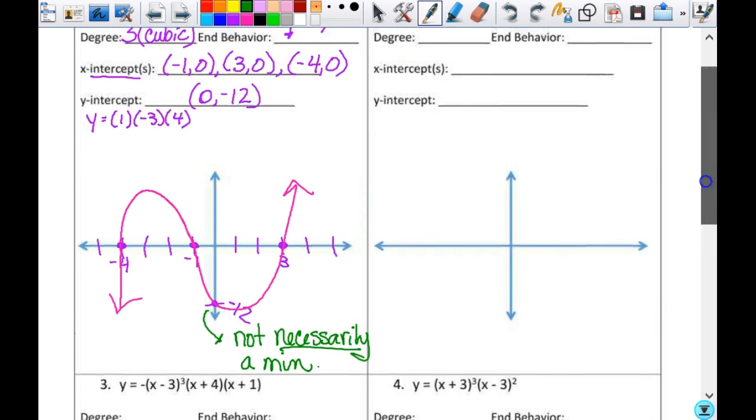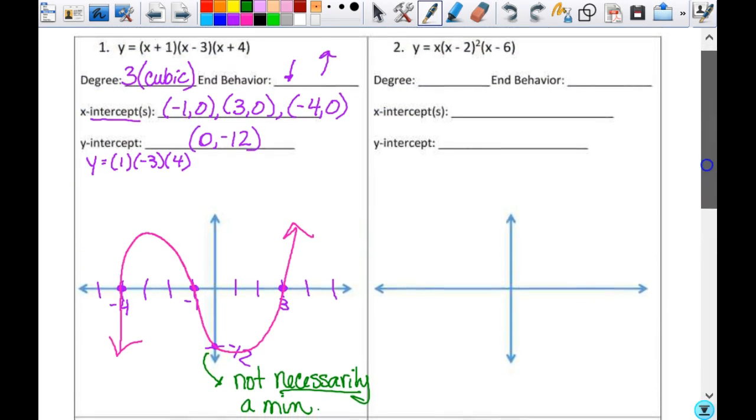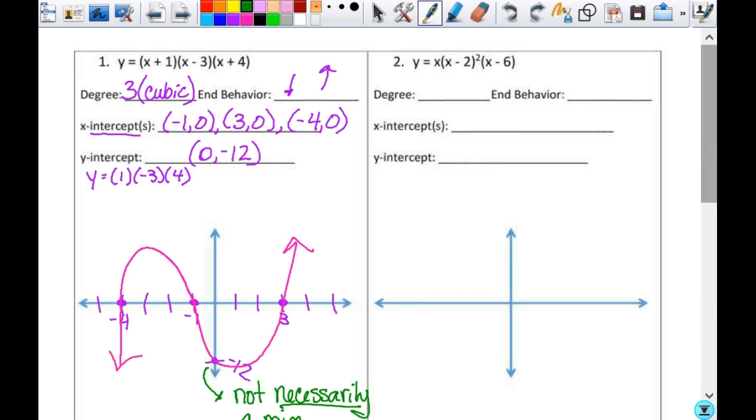Okie dokie. So then, let's look at number 2. So what is the degree here for number 2? 4, right? This would give me an x squared, and then x and x would be, the degree would be 4? Yes? Okay. And which means we would call it a what? Quartic. Okay. All right. So it is an even power. Is it positive or negative? Positive. So what does my end behavior look like? Up, up. So there's my end behavior.